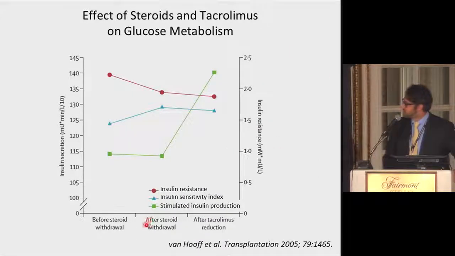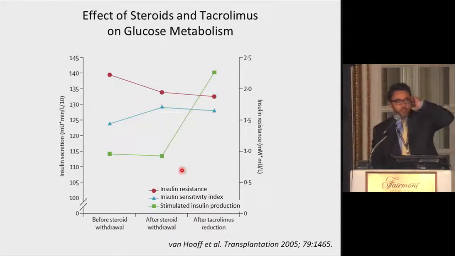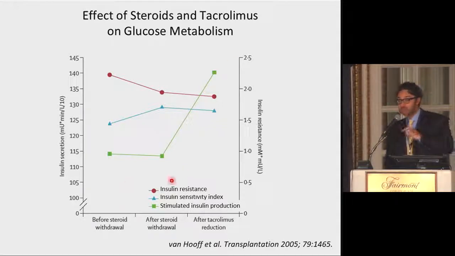And what's nice to see here is a trial where they reduced the tacrolimus and looked at insulin production. And this is what happens once you reduce the tacrolimus: your insulin production goes significantly higher. This is important because when we're managing our patients, we're looking at rejection, that's very important, but we have to think about other comorbidities and complications, and try to minimize those in the long term. The other aspect that's very interesting is that they also compared steroid withdrawal before and after and measured the insulin sensitivity as well as the insulin secretion.